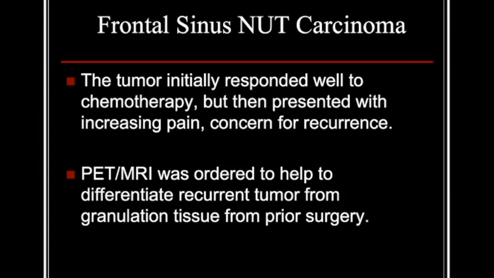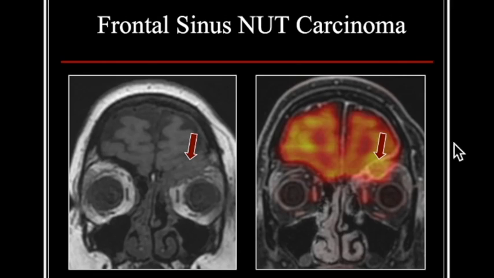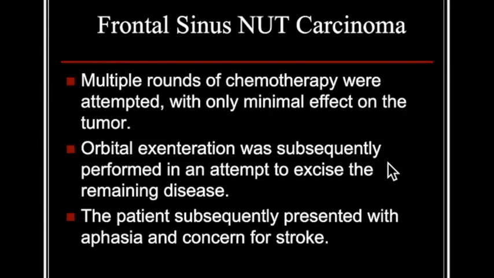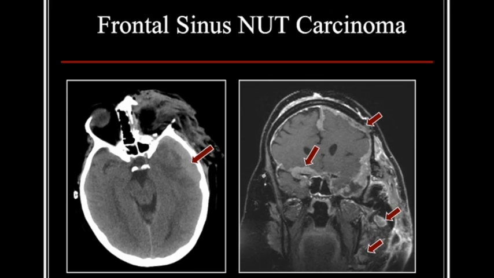It initially responded to chemotherapy, but then she presented with increasing pain, and we did a PET MRI to help make sure it wasn't post-surgical change in there. You can see the very intense hypermetabolism separated from the left frontal lobe on PET MRI. She underwent multiple rounds of chemotherapy, with only minimal effect on the tumor. They did a full orbital exenteration and flap reconstruction, and then she presented with aphasia and concern for stroke.